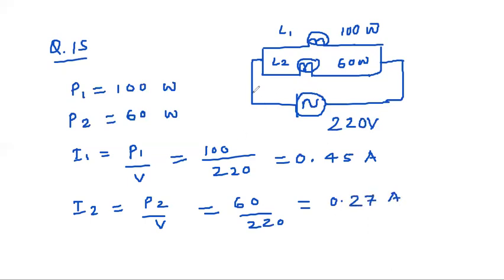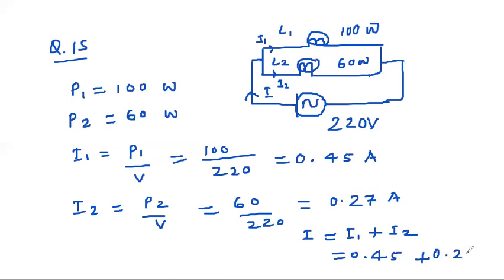Our purpose is to get total current I, which is sum of I1 plus I2. So I equal to I1 plus I2. So this will be equal to 0.45 plus 0.27. That will be equal to 0.72 ampere, which is our answer. Thank you.